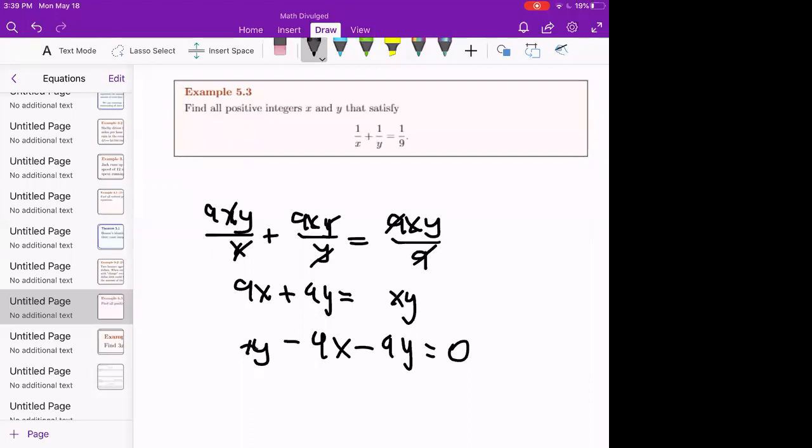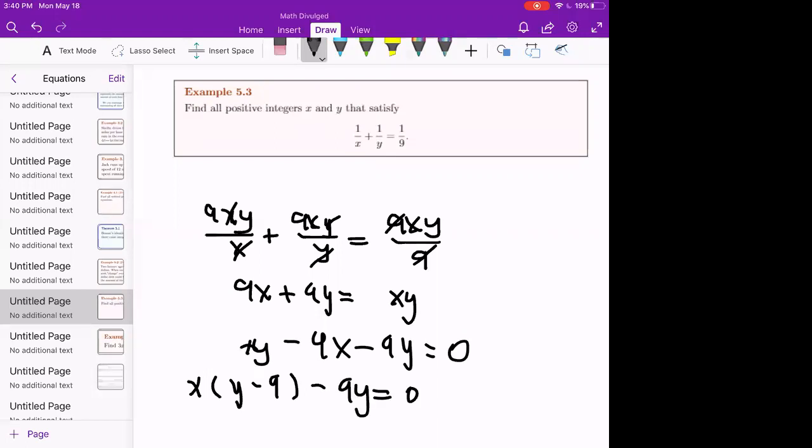And the reason that we like this form is because we notice that the first two terms, the xy and the negative 9x, they both share x in common. So therefore, let's factor out this x from the first two terms. So if we factor out the x, we get x times y minus 9. It's a bit messy. Rewrite that. x times y minus 9 minus 9y is equal to 0.